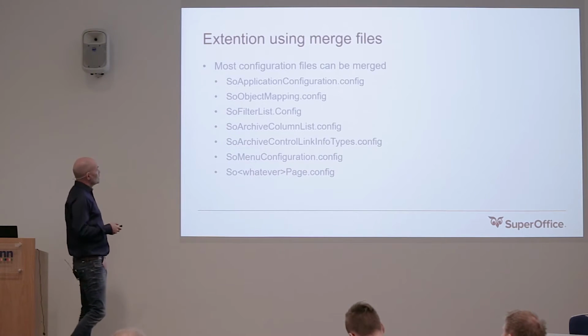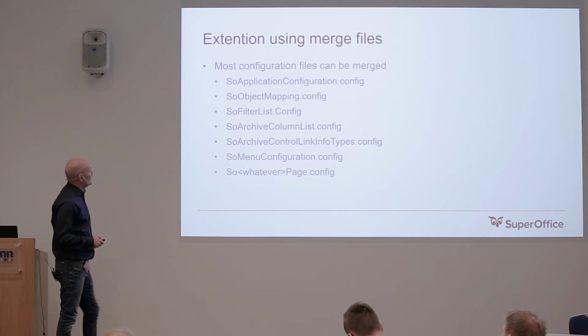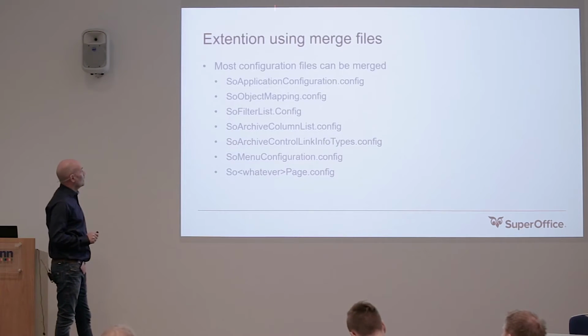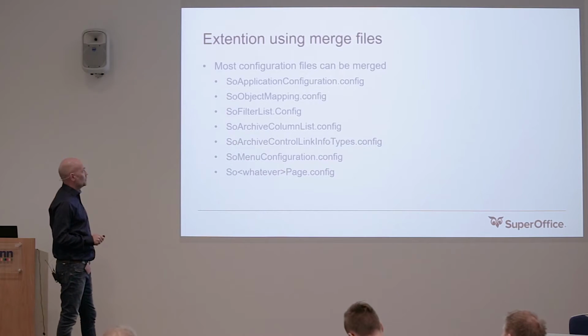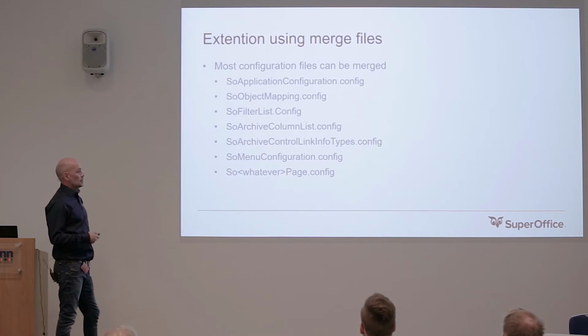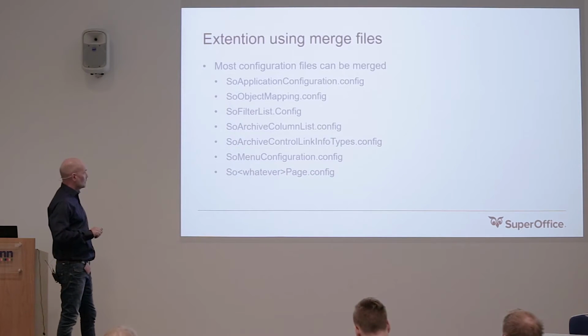So, like I said, these are the files that can be merged, and that means that you can put your own merge files into your folder, and it will then manipulate the existing installation. So you have application, your object mapping, filter list, the columns of what the archive provider should show, what happens when you click on a row, menus, and all the pages.